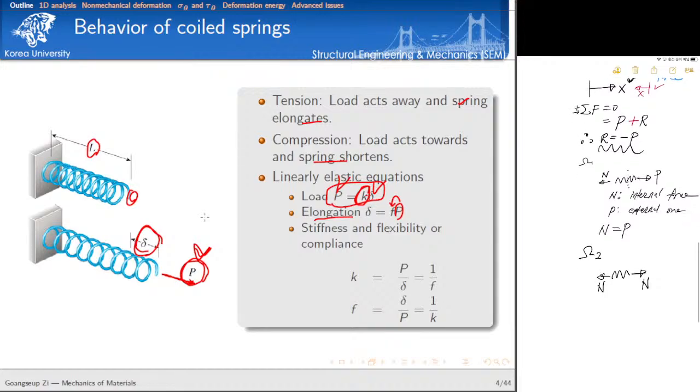So now we are ready to replace P by the internal force. Instead of writing here that P is the magnitude of external force, a better way is what? Instead of external force, to define the stiffness, I want to use internal force N and the elongation. And then compliance, elongation divided by internal force. This is better, isn't it?